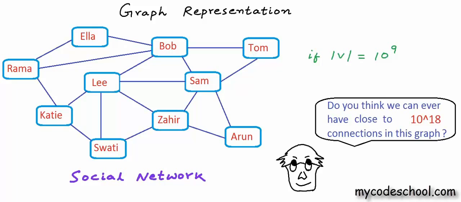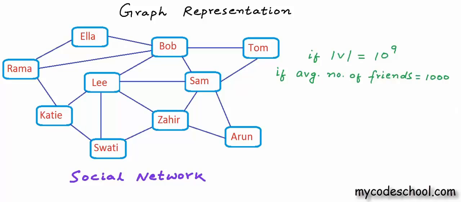Now, do you think the number of connections in a social network can ever be close to the square of the number of users? That will mean everyone in the network is a friend of everyone else. A user of our social network will not be a friend to all other billion users. We can safely assume that a user on average would not have more than 1,000 friends. With this assumption, we would have 10 to the power 12 edges in our graph.